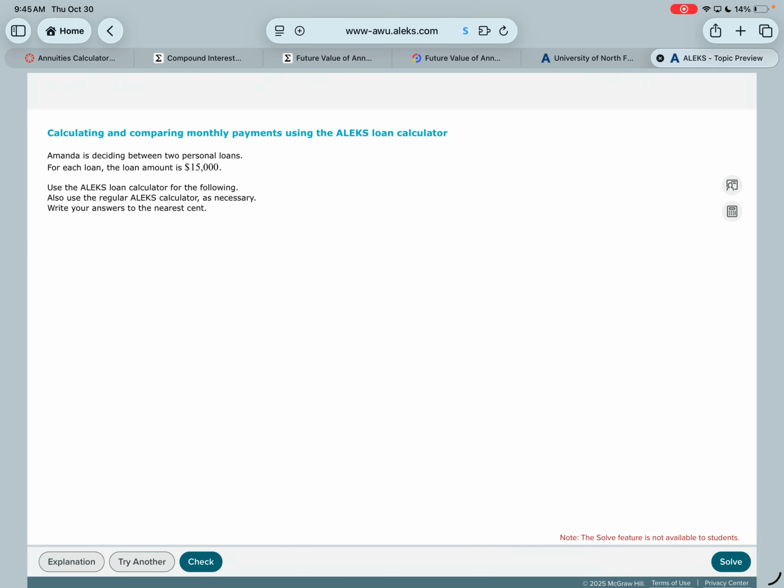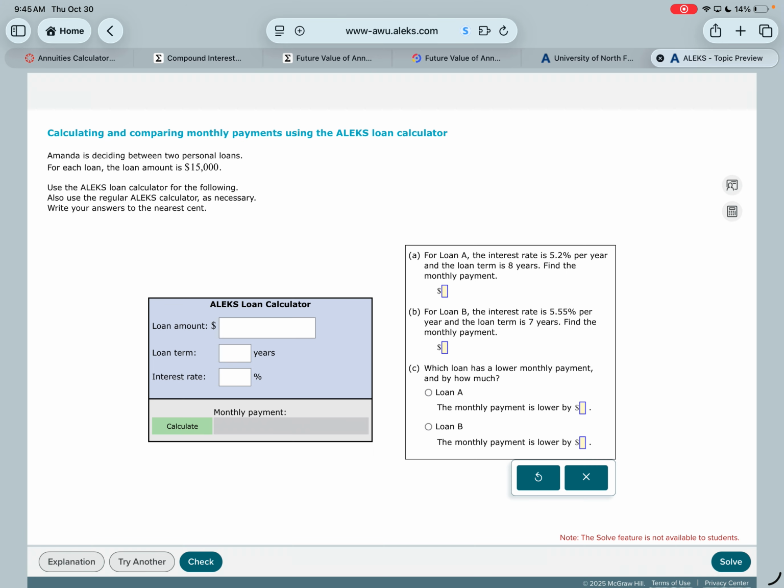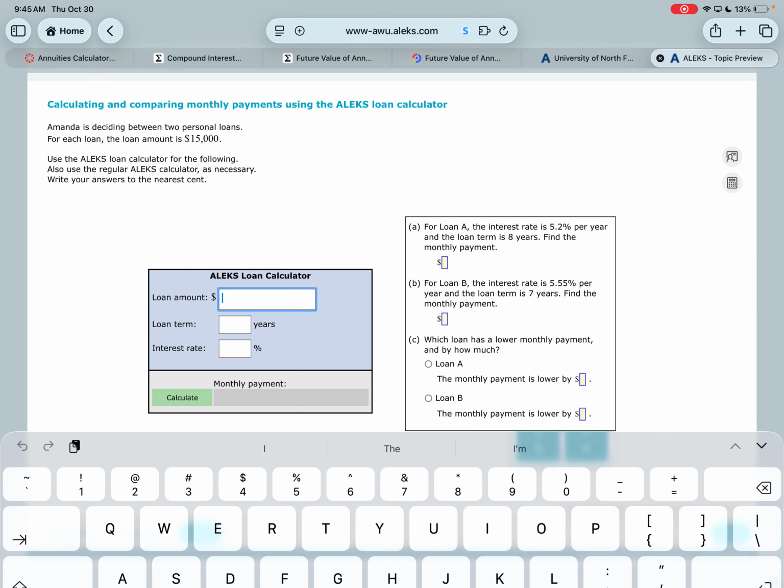All right, the last 4 topics here are actually the easiest because they give you a calculator in here and you don't have to use a website calculator. So I believe I tried to use more of these on the test. So it starts pretty basic and kind of walks you through there. But Amanda's deciding between 2 personal loans. Each loan is $15,000.